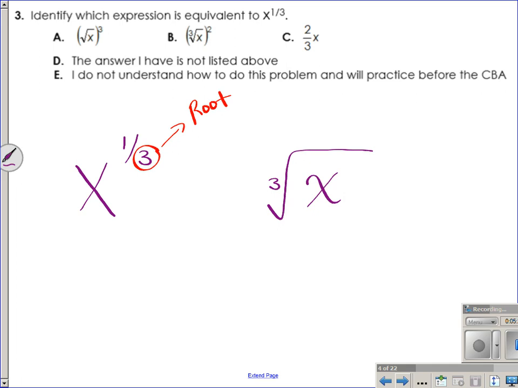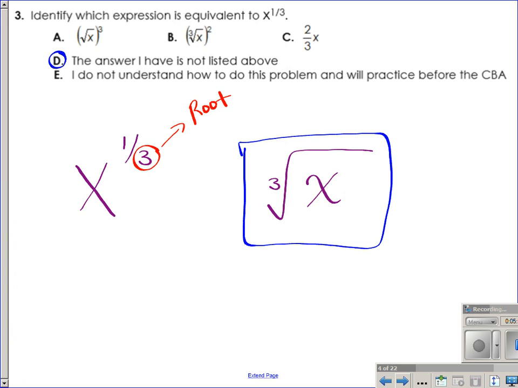If it was something other than 1, that's when you would set up the parentheses and put the power out there. But since, again, it's just a 1, we don't necessarily have to write that. Now that option didn't show up in A, B, or C, so that's why the correct answer here was D. The answer I have is not listed above, but this is right here the correct answer.